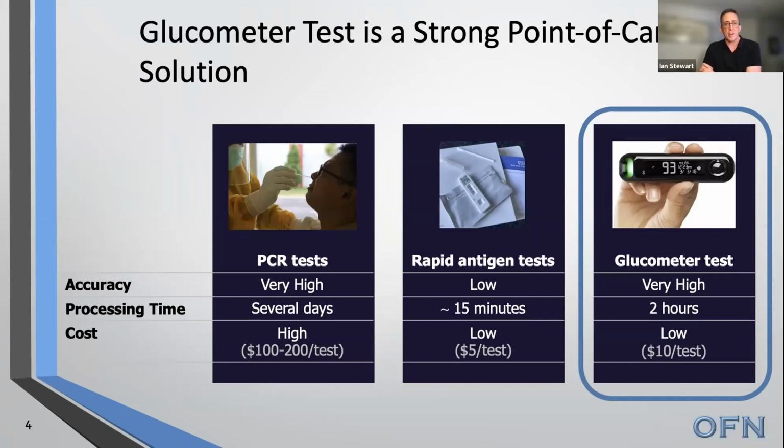The glucometer test has very high accuracy. We can do it in 2 hours. The amplification step takes about an hour, and the readout in the gene circuit step takes about an hour. So about 2 hours, maybe an hour and a half.